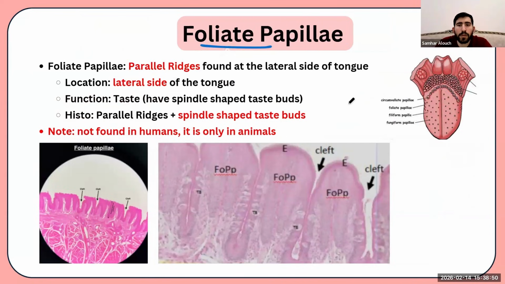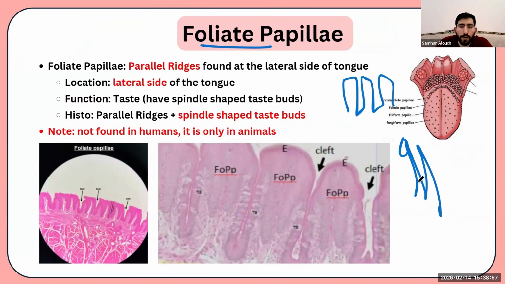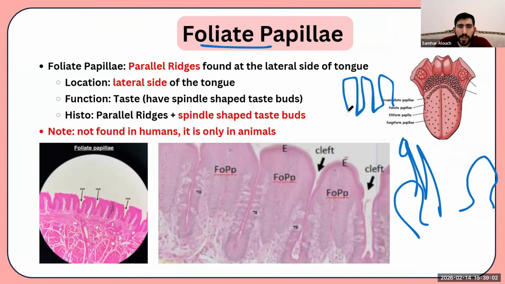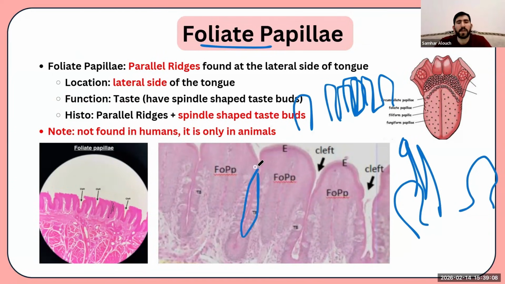Finally, we have the foliate papillae. They look like parallel ridges, like this. As you can see, filiform is very thin with a keratin tip. Fungiform is mushroom. Circumvallate is dome-shaped. And here it is ridges, just like ridges next to each other. If you have a ridge, you will have a crypt here. Ridge is going up, crypt is going down, so we will also have structures going down. Anyway, where is it? It's not in humans, it's in animals. Where is it exactly? On the lateral side of the tongue.